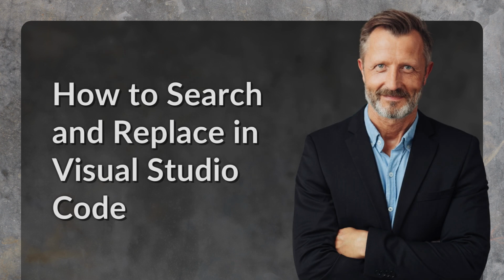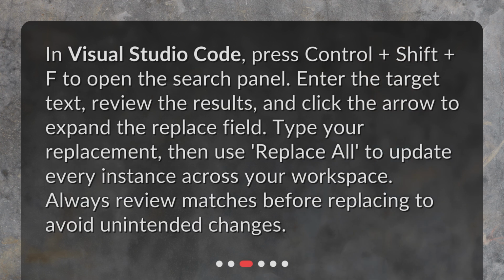How to search and replace in Visual Studio Code. In Visual Studio Code, press Ctrl+Shift+F to open the search panel. Enter the target text, review the results, and click the arrow to expand the Replace field. Type your replacement, then use Replace All to update every instance across your workspace. Always review matches before replacing to avoid unintended changes.